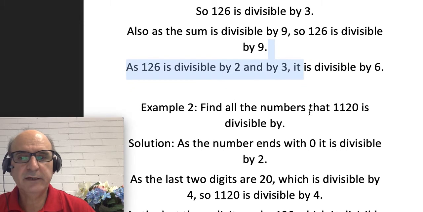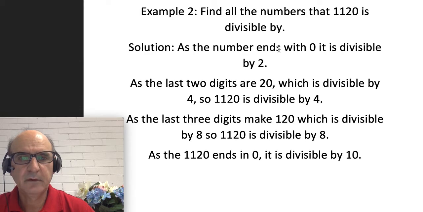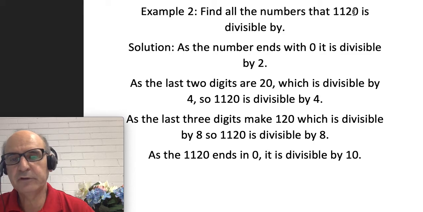All right, let's look at another example. Find all the numbers that 1120 is divisible by. The number ends with 0, so it is divisible by 2. Then the last two digits make up 20. These are the last two digits. They make up 20. So 20 is divisible by 4. So then the original number, which is 1120, is divisible by 4.